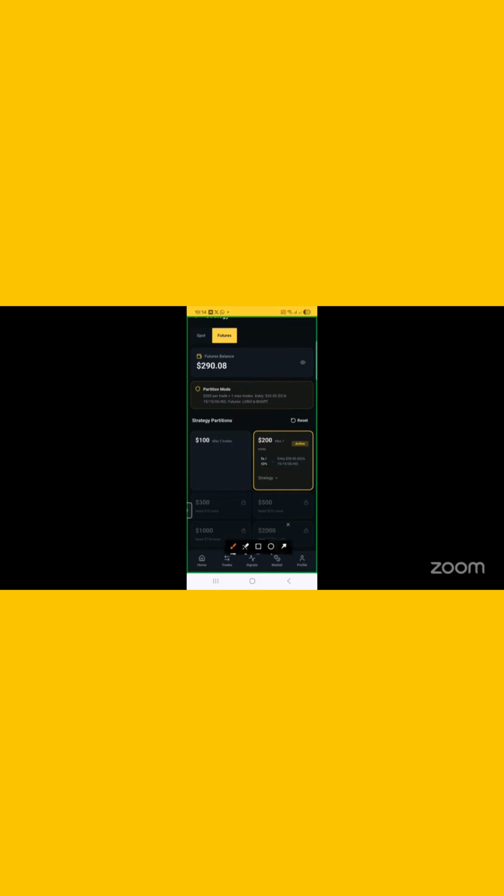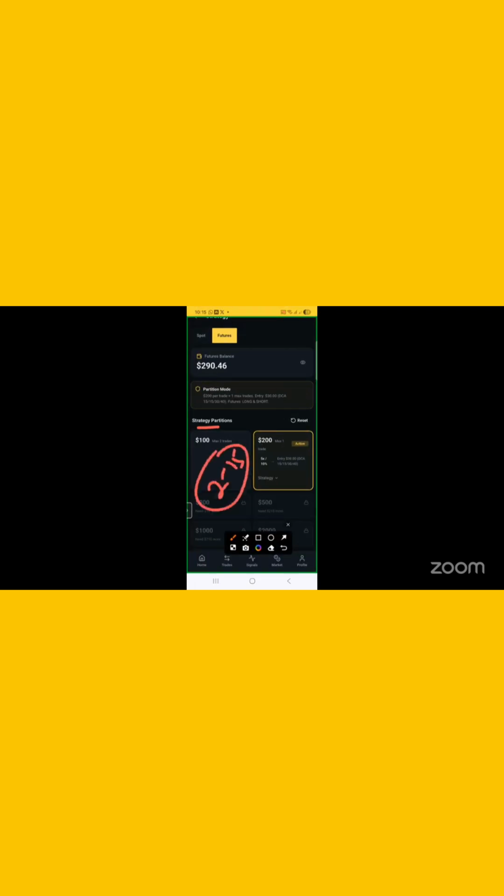So between this one of 100 and this one of 200, which one should I select depending on my capital of $290? Let me see people who are very active. Should I select the 200 partition or should I select the 100 partition? Which one should I select? I see Richard is saying you should select 100. Who else is seeing what I'm describing here? Because I told you, you should select a strategy partition that can give you 2 to 15 trades or more.